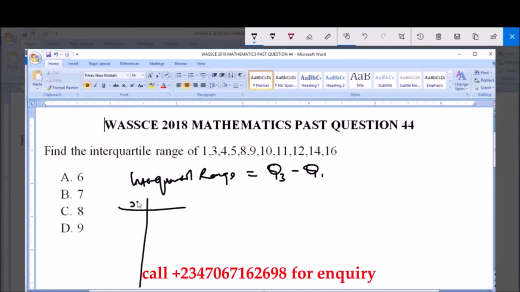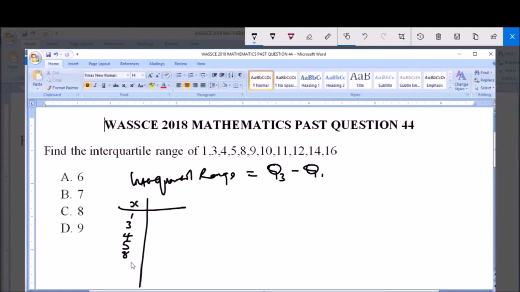So let's assume we have the data x: 1, 3, 4, 5, 8, 9, 10, 11, 12, 14, 16. Now each of them has a frequency of 1. So adding their frequencies together will give us the cumulative frequency. So we have 1, so 1 plus 1, the frequency of 3, that's 2. 2 plus the frequency of 4, that's 3, plus the frequency of 5, that's 4, and so on.